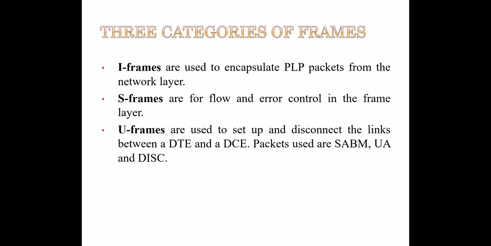S frames are used for flow and error control in the frame layer. U frames are used to set up and disconnect the links between the DTE and the DCE. They use commands like SABM, that is Set Asynchronous Balanced Mode, UA, that is Unnumbered Acknowledgement, and DISC, that is Disconnect. So this I frame is also called an information frame, S frame is a supervisory frame, and U frame is an unnumbered frame.